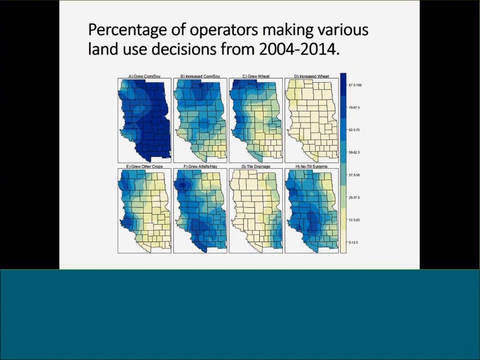We can also map the responses, so we can see corn and soy is more concentrated in the eastern and a little bit in the southern part of our study area. Although if we look at where the operators were who increased their corn and soy, distributed a little bit to the north, wheat is much more to the west and to the north, as with the increases in wheat.